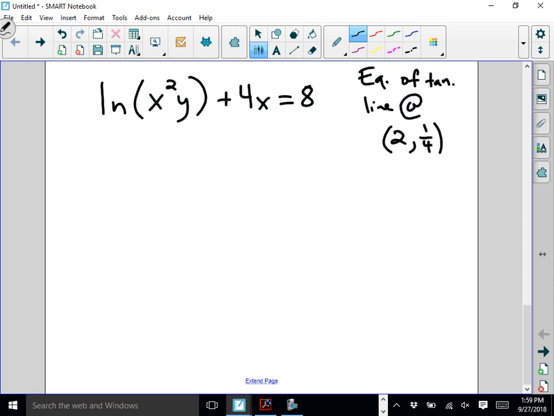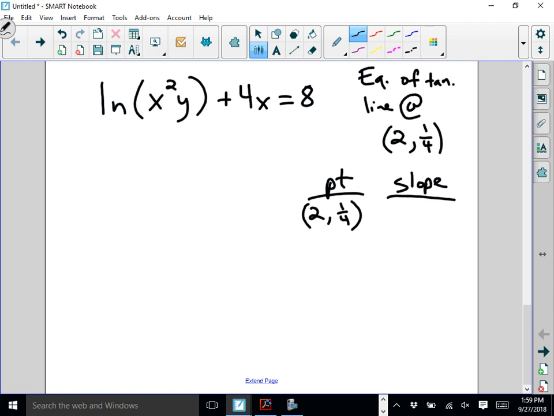So whenever we're asked to find the equation of a tangent line, we need a point and a slope. The nice thing is, our point we already have. We know the point is 2, 1/4. All we need to find is the slope and then write the equation. So let's go ahead and do this derivative.